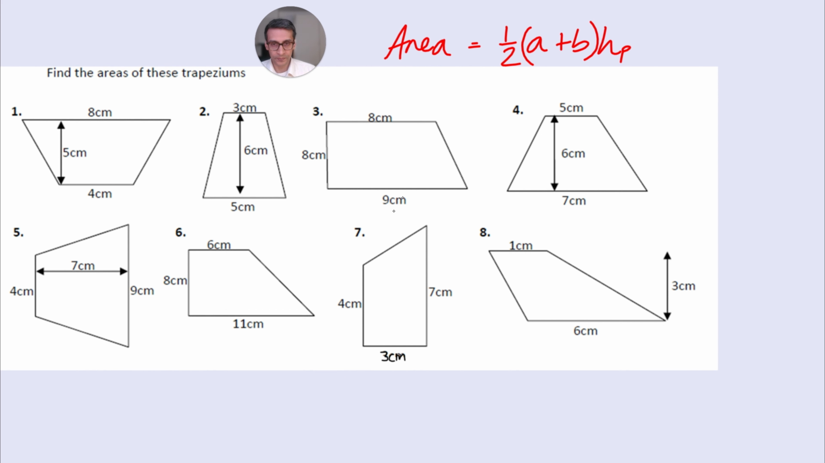Now remember, you're going to look for the parallel sides first, and the other thing you might notice with, for example, question 3 is that parallel sides are not labelled. Now normally that's not a good thing because you can't assume it's a trapezium, but because the question says find the area of these trapeziums, you can assume, for example, that these two are the parallel sides just by visual inspection. So pause the video and have a go with these questions, and then I'll show you the answers in a few seconds. Okay, so here come the answers.